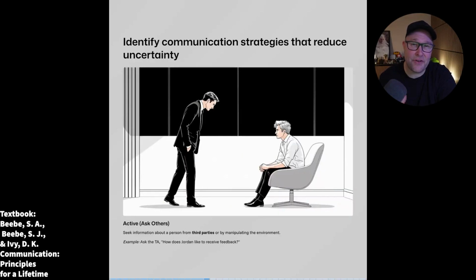In the active strategy, we're asking others. We seek information about a person from third parties or by manipulating the environment. For example, asking the TA, "How does Jordan like to receive feedback?"